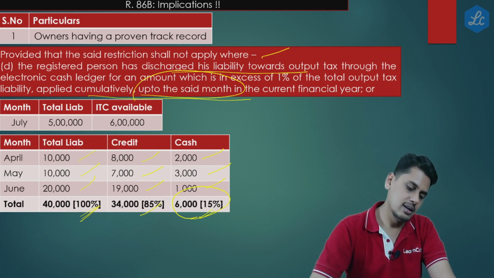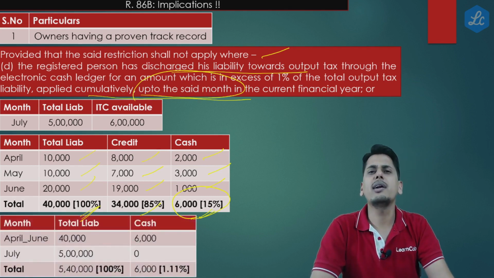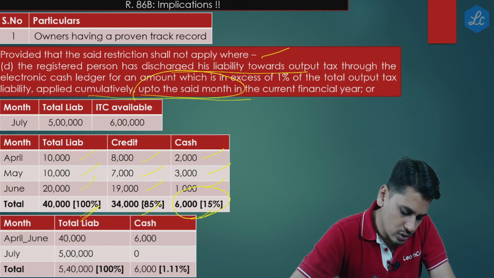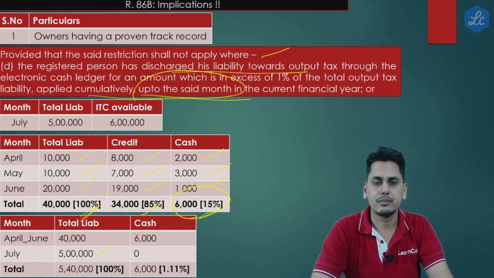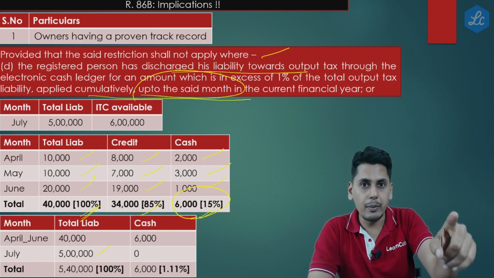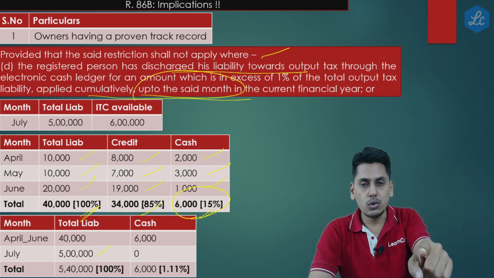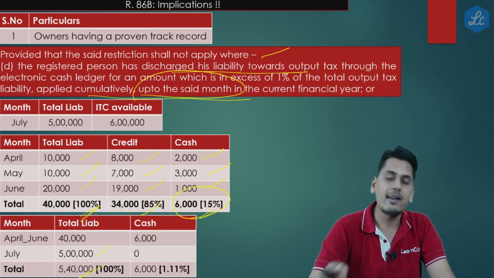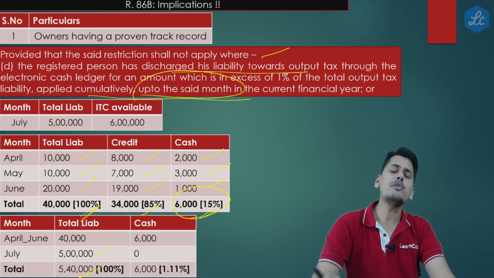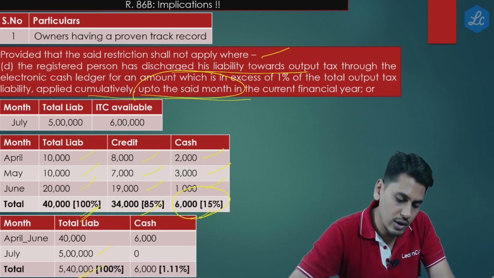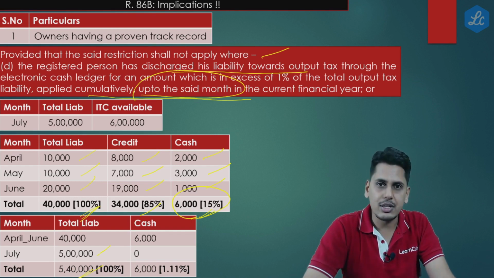So therefore, friends, you need to first find out what is the liability of July. Let's say the liability of July happens to be 5 lakhs. So what is the total liability ranging from April, May, June including the current month July? The total liability is 5,40,000. So far, how much have you paid through cash ledger? So far, you have paid 6,000 from your cash ledger.